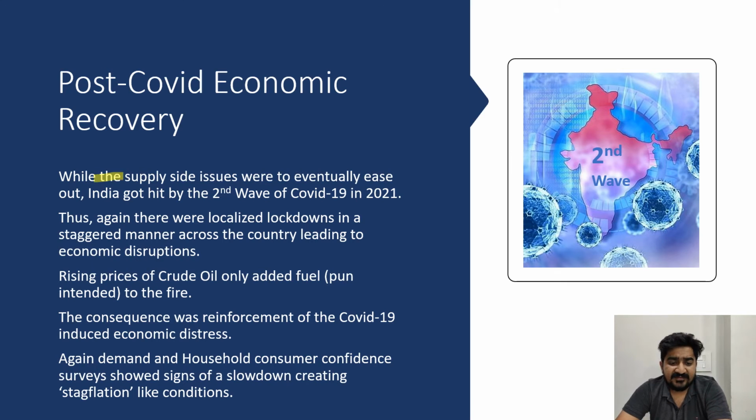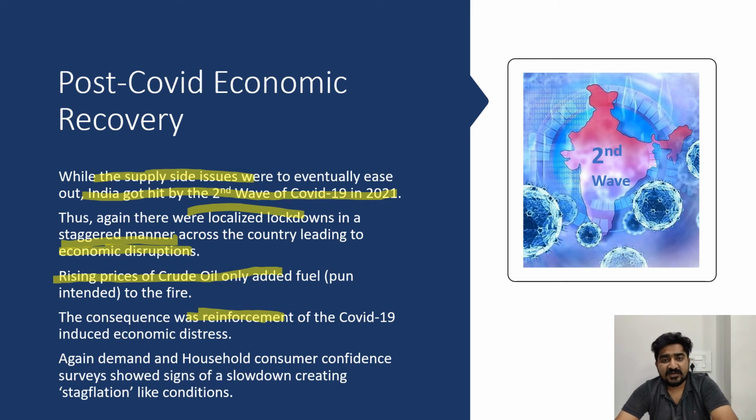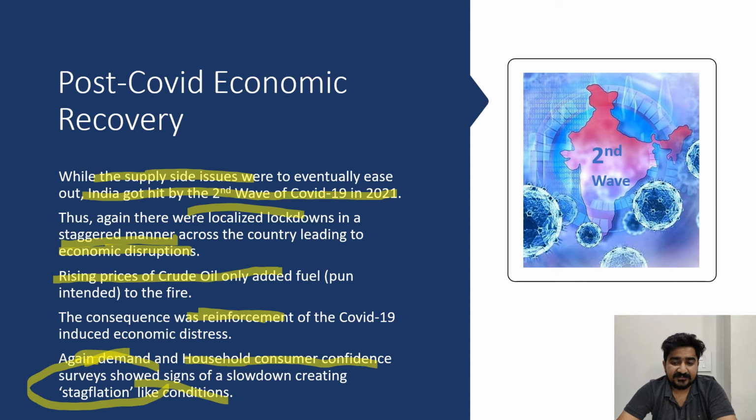Even before the supply side issues could be resolved, India got hit by the second wave of COVID-19 in 2021. Thus, there were localized lockdowns in a staggered manner across the country, leading to economic disruptions. The rising prices of crude oil only added fuel to the fire. The consequence was a reinforcement of the COVID-19 induced economic distress of 2020. Again, demand and household consumer confidence surveys showed signs of a slowdown, creating stagflation-like conditions.